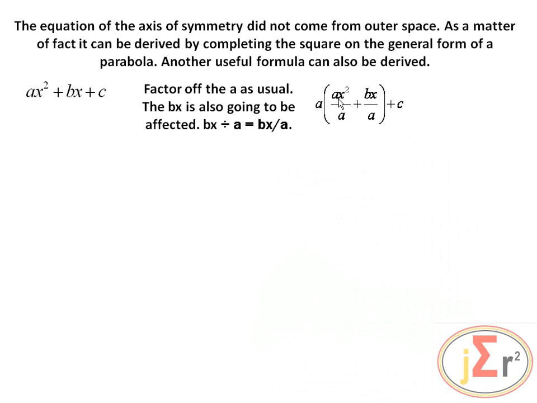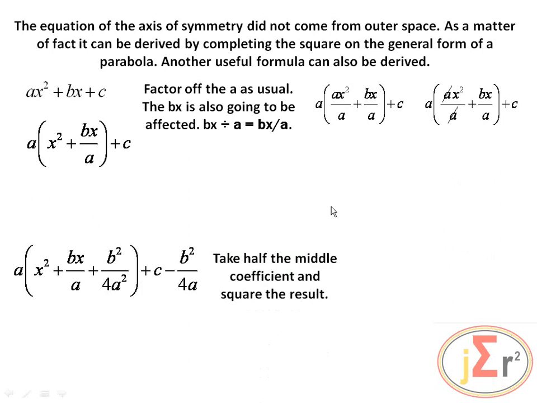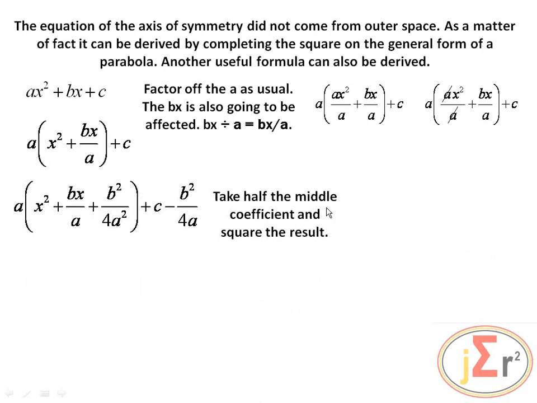In the case of this first term, the a's will cancel. We have x squared, but nothing to cancel the a. In this one, we have bx over a. So right there, we have a times x squared plus bx over a, plus c. Next we are going to take half of the middle coefficient and square the result.